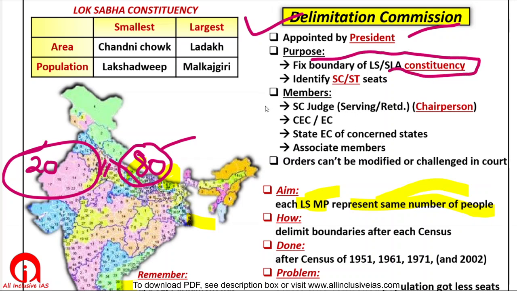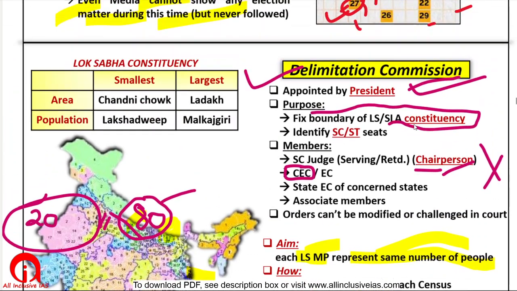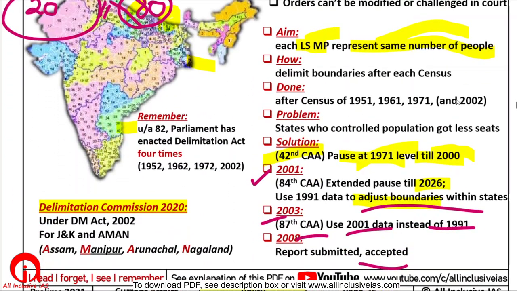You should know that the chairperson is not the Chief Election Commissioner of India. The Chief Election Commissioner is a member of this. Is he the chairperson? No, he is not the chairperson. Okay. UPSC can ask how many times the Parliament has enacted the Delimitation Act.